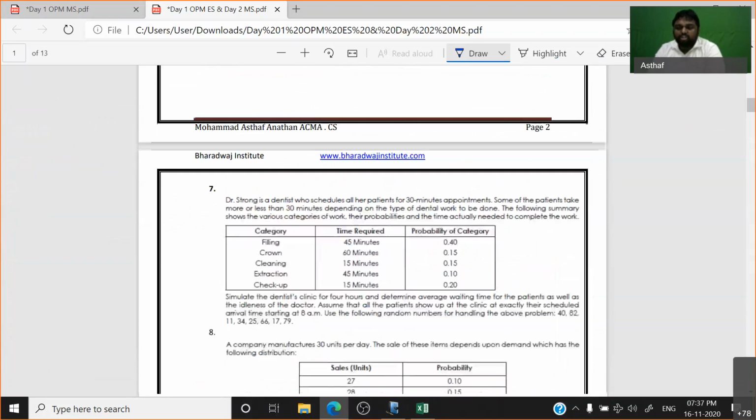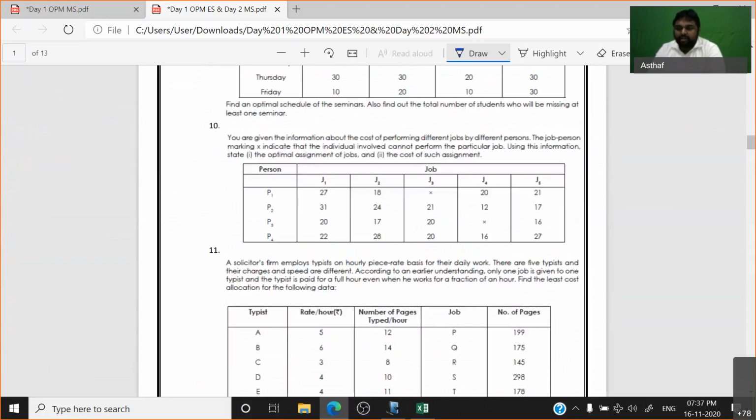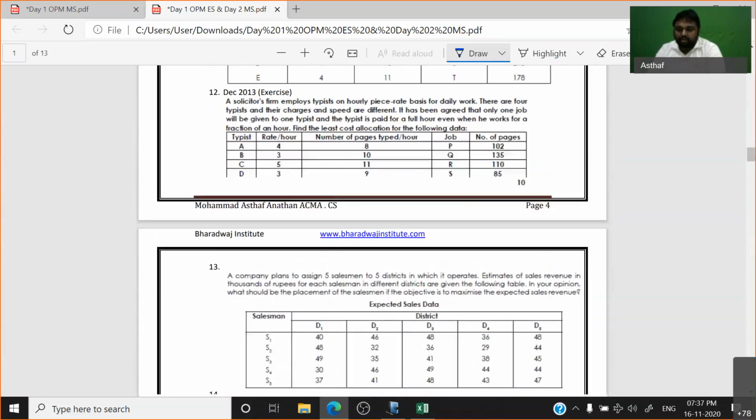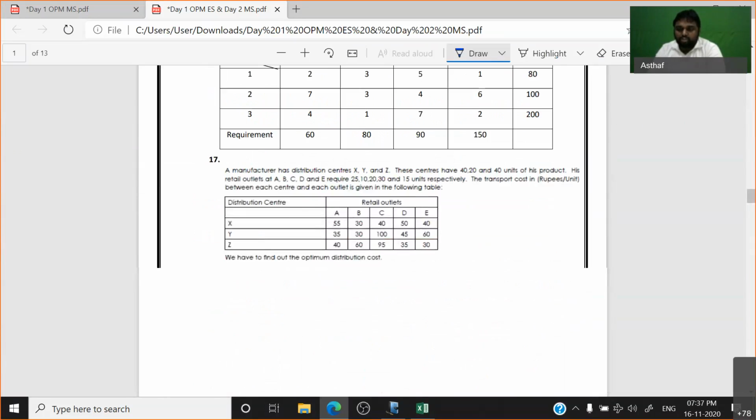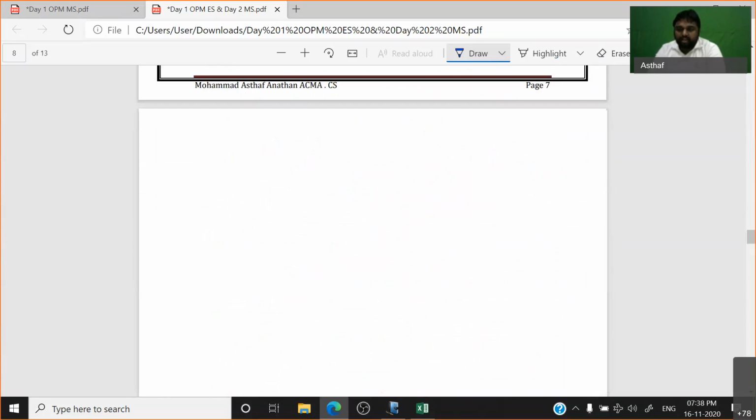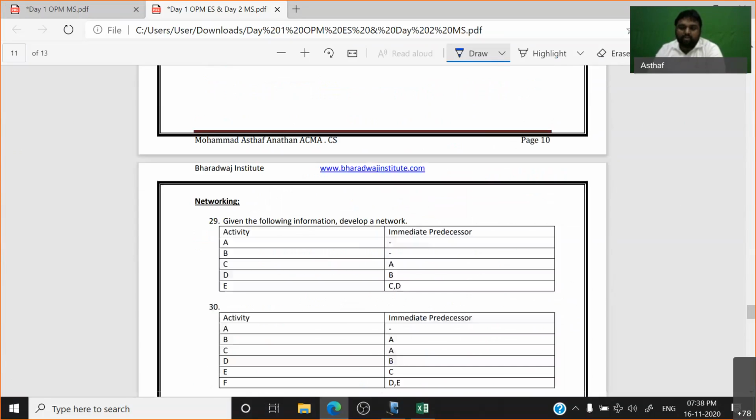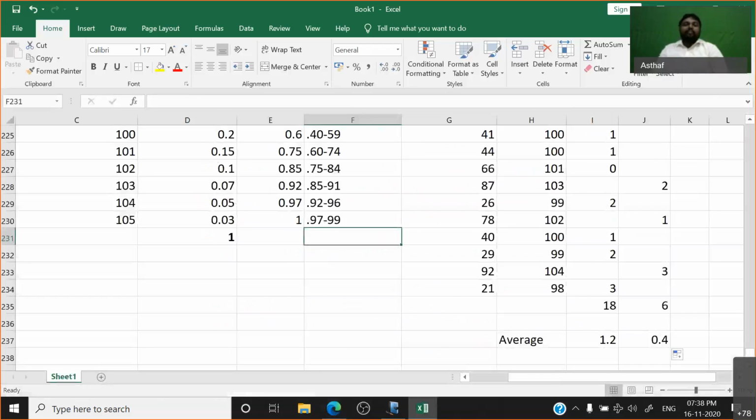We have two more questions in your study material, you can do them as homework. Our target for the day is only up to simulation. So we have achieved it, and since we have achieved it, we will wind up the session.